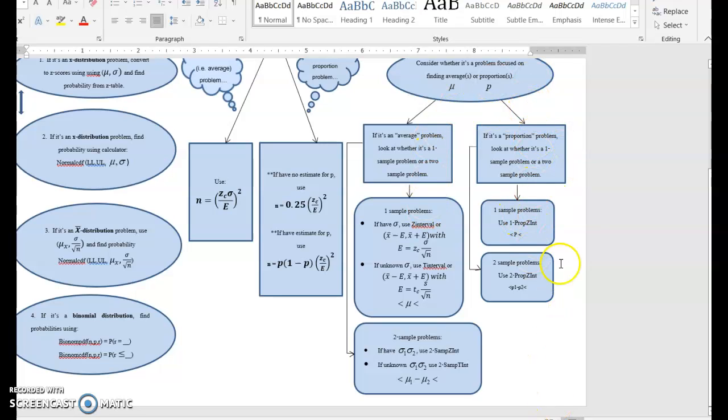Now on this side of the flow chart, if it was a proportion problem, it's either 1 prop z-test or 2 prop z-test, depending on whether you have 1 sample or 2 samples. And proportions are always going to be problems that have z's in them. There's no such thing as a 1 prop t-test, okay? So proportions are problems, not averages, not anything like that. Proportions are when they say, I have this many people out of this many people, okay? And proportions, it's either 1 prop z-test, 2 prop z-test, that's it. So that's a little bit clearer, I think. This is where you have to, over here, really focus on where is that standard deviation coming from.